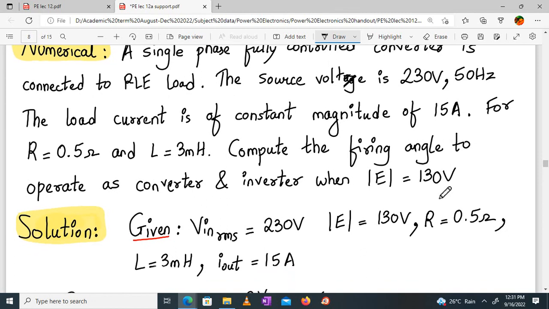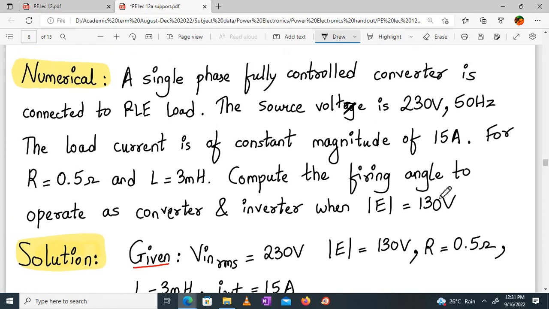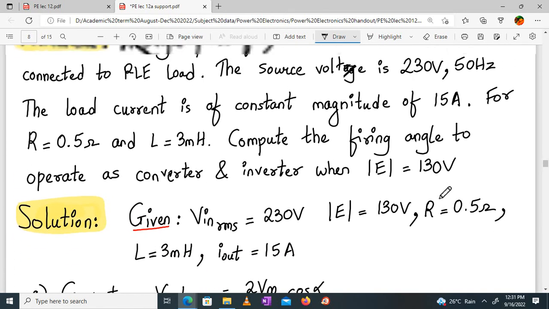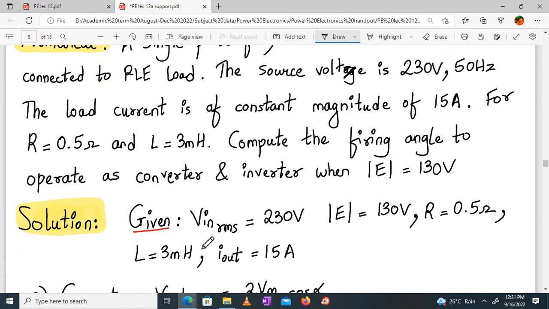Okay. Can we start? Did you write the numerical? So let us write down what is given. V in RMS is given 230 volt. Magnitude of E is 130. R is 0.5. L is 3 milli henry. I out is 15 amperes constant current. I hope you understand what we mean by constant current now.